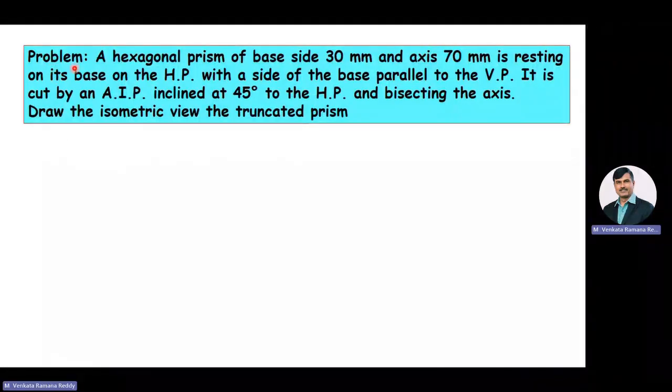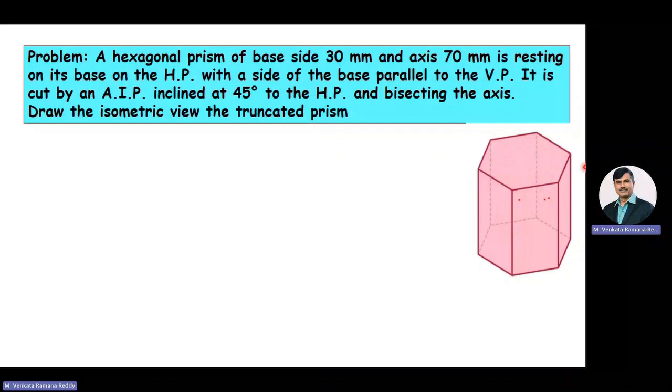The given problem is a hexagonal prism of base side 30 mm and axis 70 mm, resting on its base on the HP with a side of the base parallel to the VP. It is cut by an auxiliary inclined plane inclined at 45 degrees to the HP and bisecting the axis. Draw the isometric view of the truncated prism.